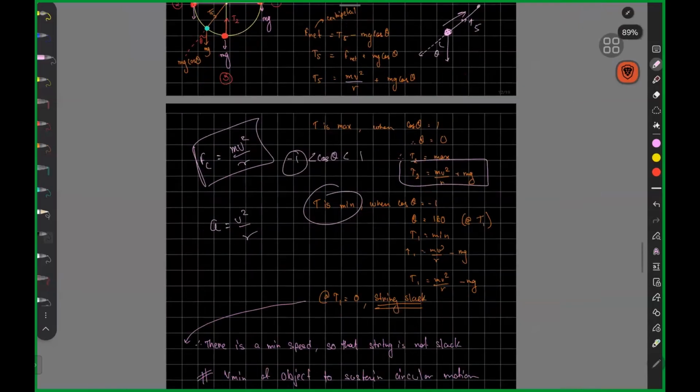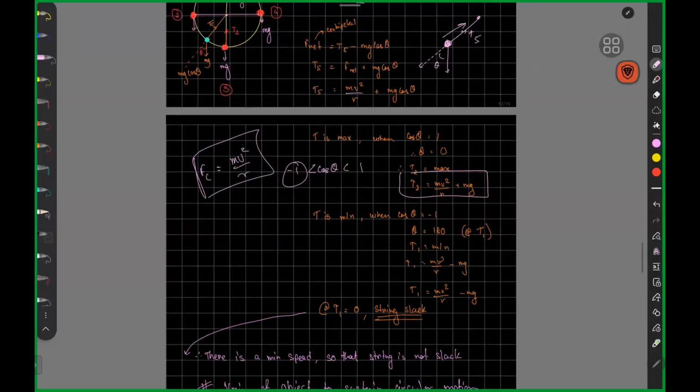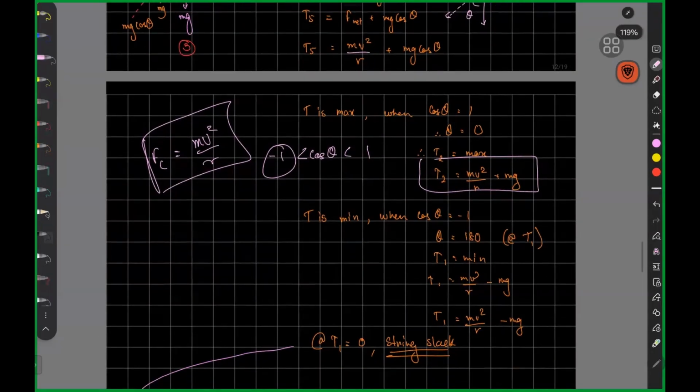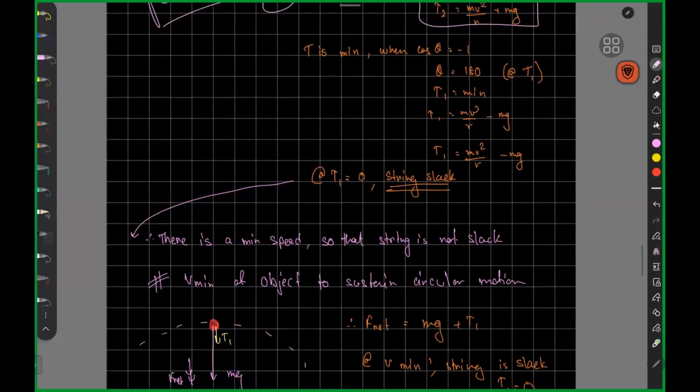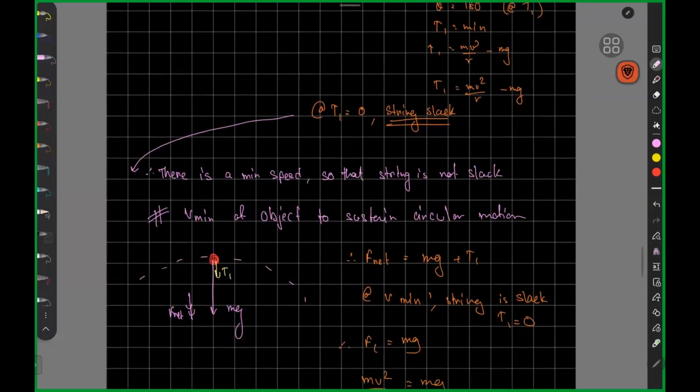So ultimately, coming to the last part: how do I show you what my minimum velocity required for the circular motion to be carried on is? What is that minimum velocity? How do I find it? Before I get into that, you know what position I should analyze, and that is the topmost position, where we will have the string going slack. So that is what I should analyze to find the minimum velocity.